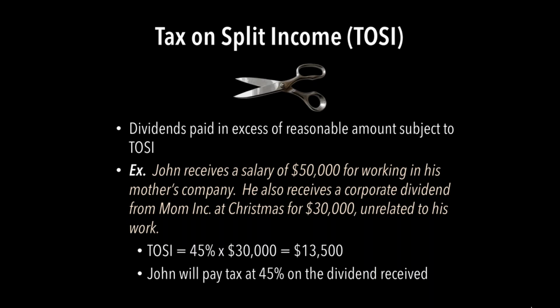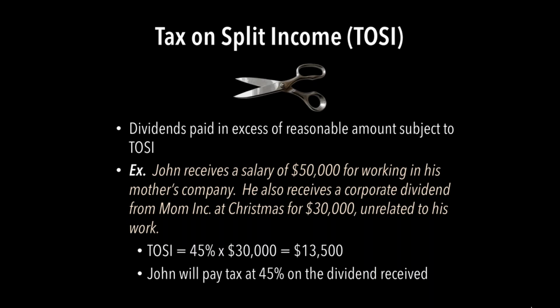Tax on split income. So what happens if you pay a dividend to a family member in excess of a reasonable amount? What's the consequence? Well, let's look at an example. John receives a salary of $50,000 for working for his mother's company in Canada. He also receives a corporate dividend from Mom Inc. at Christmas, nice mom, for $30,000, unrelated to his work.